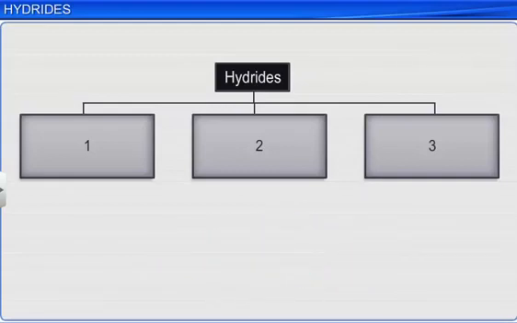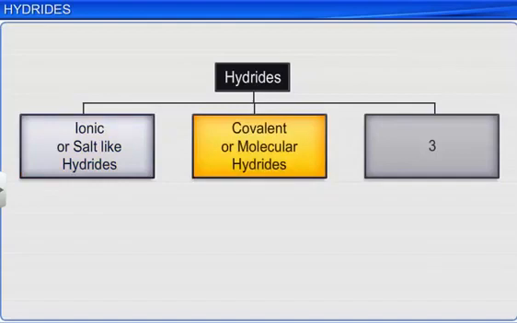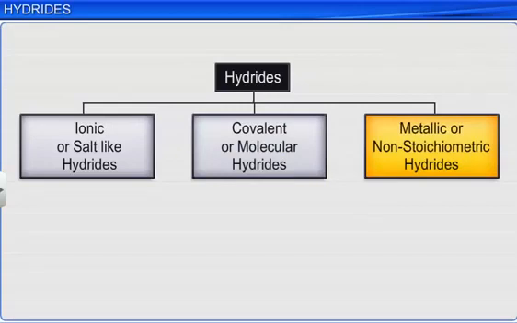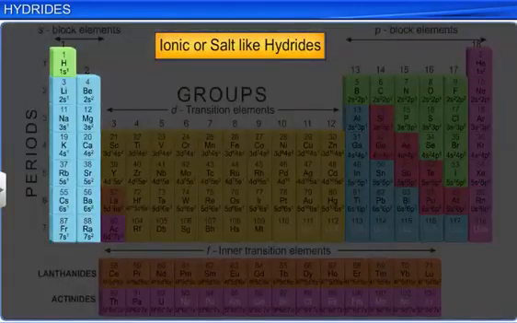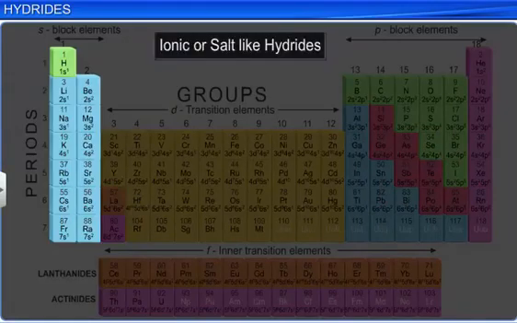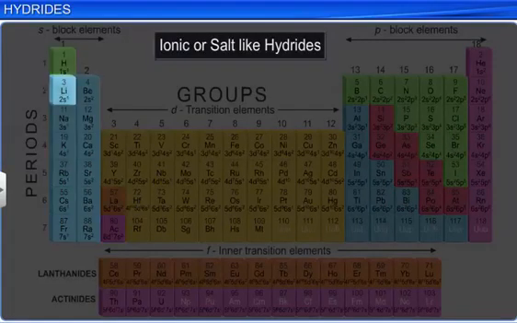The types of hydrides are ionic or salt-like hydrides, covalent or molecular hydrides, and metallic or non-stoichiometric hydrides. Let us look at each type in detail. Ionic or salt-like hydrides are binary compounds of hydrogen with s-block elements that are highly electropositive in nature. However, compounds formed with lithium, beryllium, and magnesium exhibit higher covalent character.